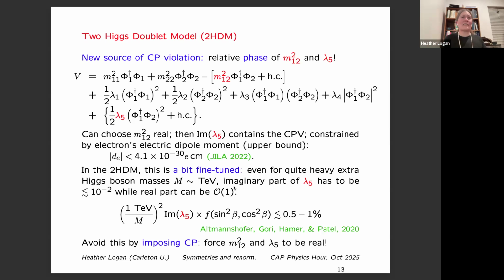And this is a little fine-tuned, actually, even if the new Higgs bosons are quite heavy, of order 1 TeV, so 1,000 times the mass of the proton, or like 10 times the mass of the already discovered Higgs boson. This imaginary part of lambda 5 has to be less than like 1%, even though the real part can be order 1. So the phase has to be a bit small. And one way people deal with this is they just say, well, let's just assume the scalar potential is CP conserving. So assume that m squared 12 and lambda 5 are real, and then do phenomenology with that.